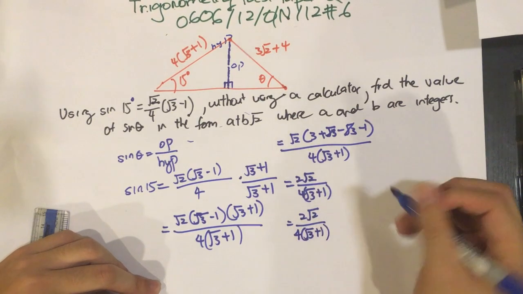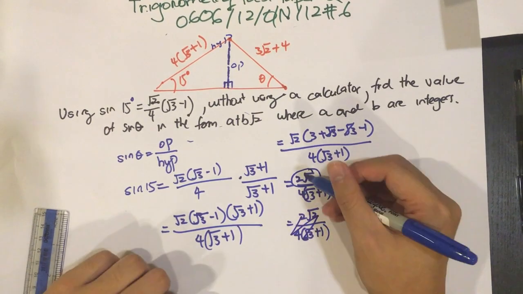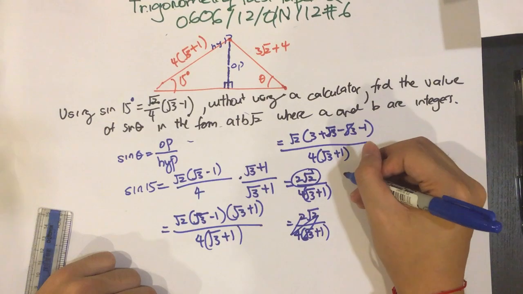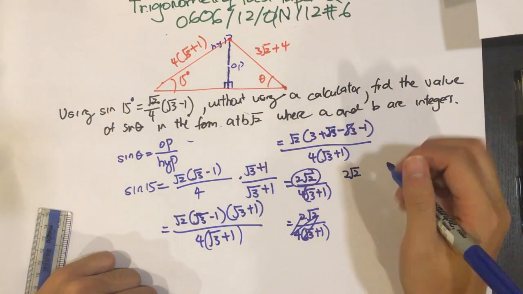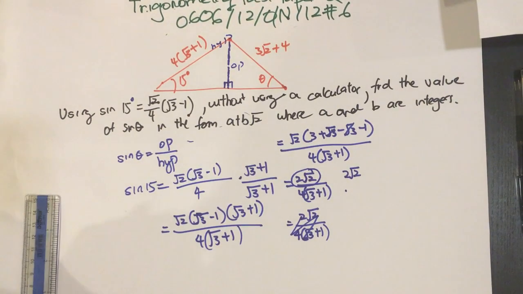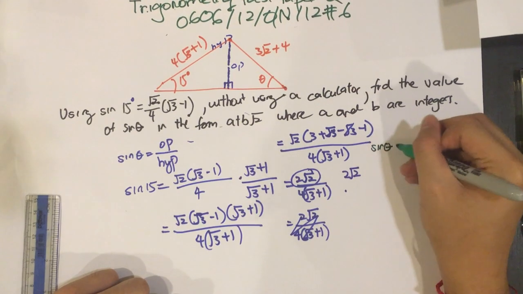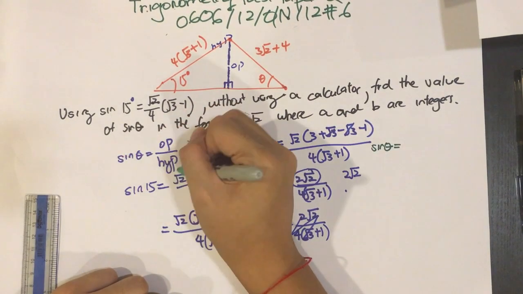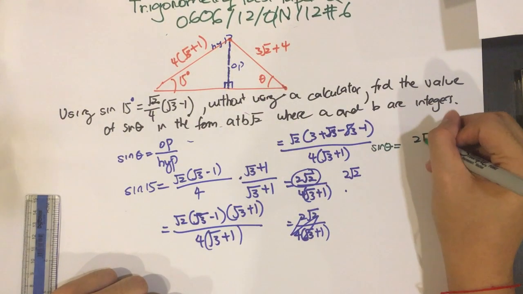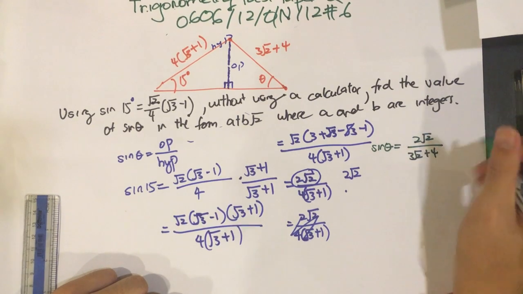So we can simplify it down further. This value would be our opposite here, so 2 root 2 is our opposite. So what we can infer from there is that we want to find sine theta now. Since sine theta equals opposite over hypotenuse, as seen here again, the opposite is 2 root 2, as I mentioned before, and the hypotenuse would be 3 root 2 plus 4.